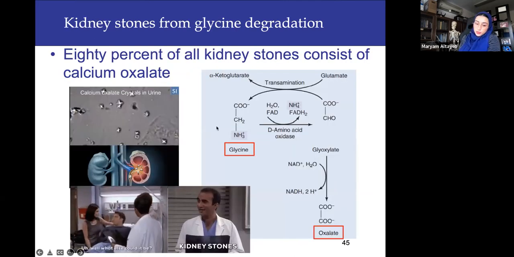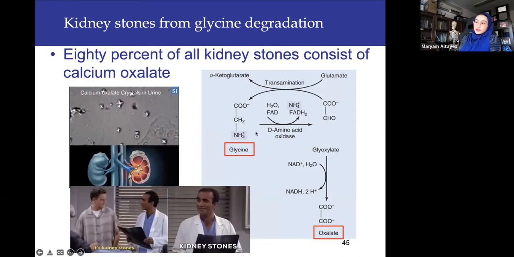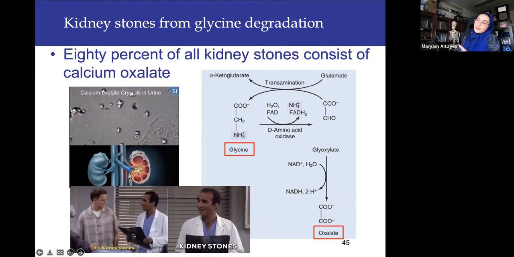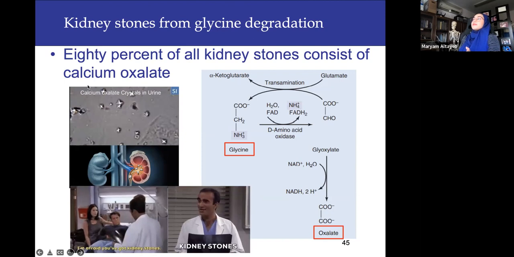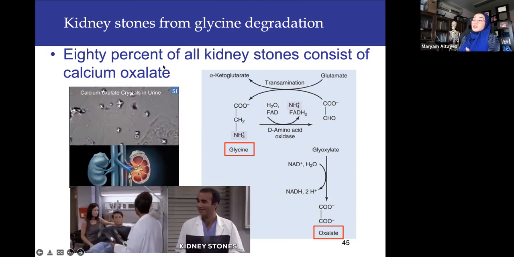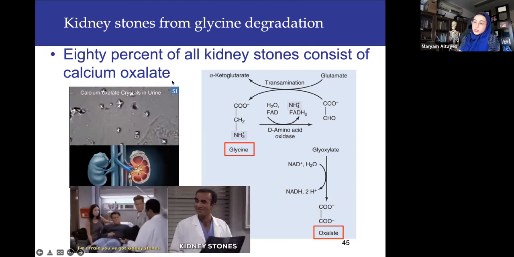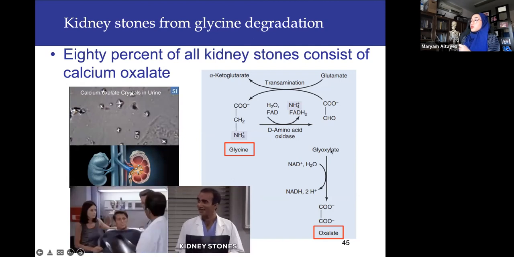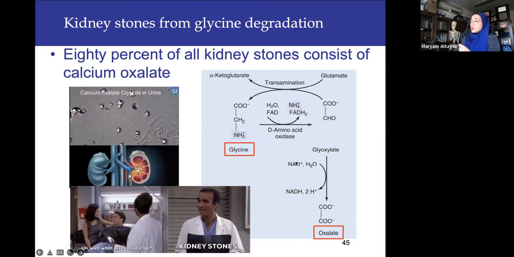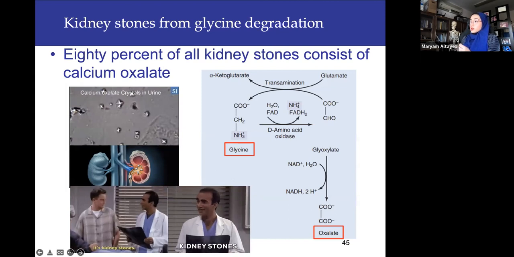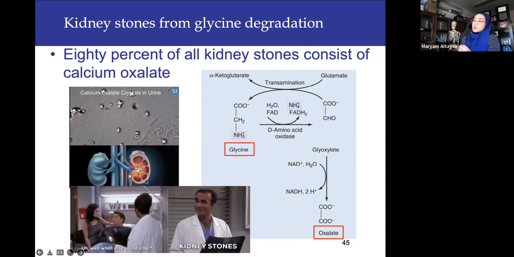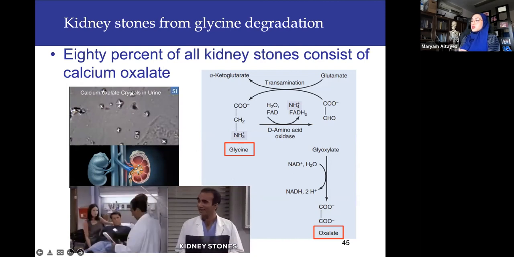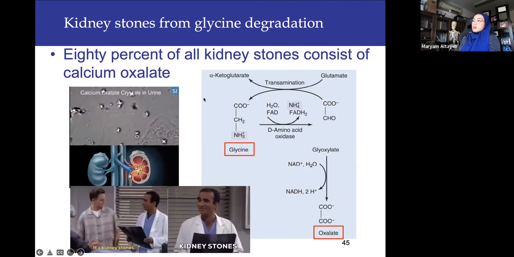Now, to the important part, kidney stones. For those of you that are Friends fans, every time since first year that I've learned about kidney stones, this is the first thing that pops in my head. But calcium oxalate is one of the major components of kidney stones, and it's the most common type of kidney stone. Like we said, when glycine is degraded, it's converted into glyoxylate, then this can be converted into oxalate, and oxalate can bind calcium, which causes kidney stones, which are very painful. I just thought this was an interesting clinical correlation.